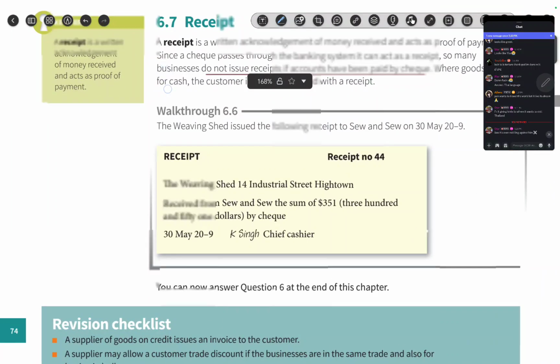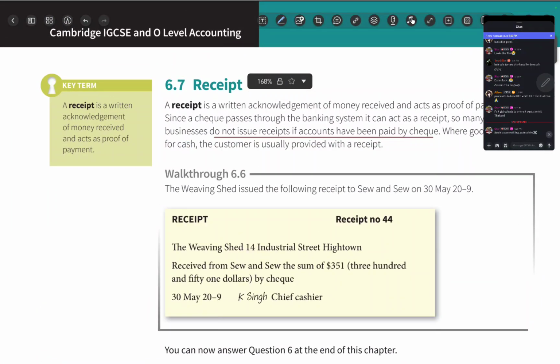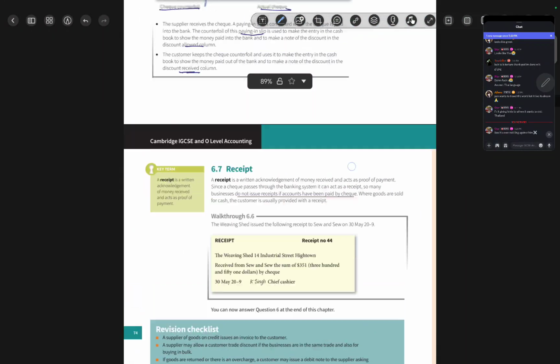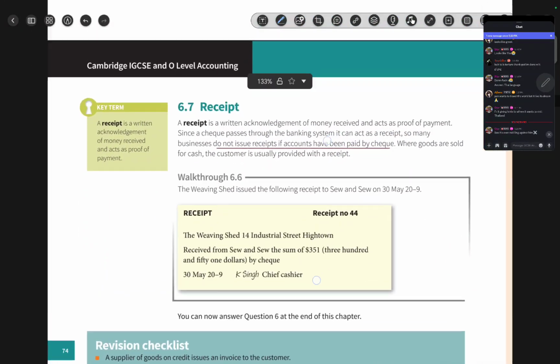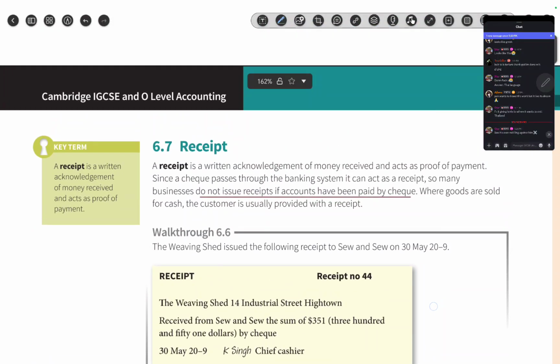A receipt is a written acknowledgement of money received and acts as a proof of payment. So you can say that check and receipt are pretty much like brothers and sisters or something. Since the check passes through the banking system, it can act as a receipt. So many businesses do not issue receipts if accounts have been paid by check.